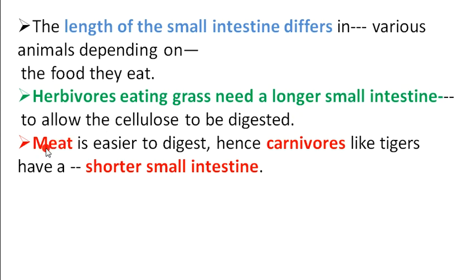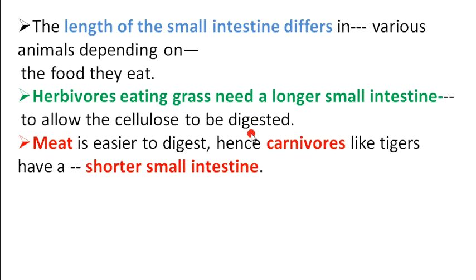Now meat, the non-veg food, is easier to digest, while grass is hard to digest. Hence carnivores, the non-vegetarian animals, for example tigers and lions, have a shorter small intestine. This is the difference between carnivores and herbivores.